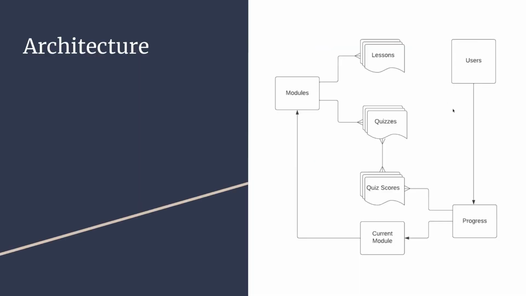All right, so here's a visual overview of our architecture. Our two primary entities are the modules and the user's progress. The modules are essentially what a course consists of, and they might have some number of text lessons and quiz questions associated with them. And the user's progress tracks where they're at in the course, which would be their current module, and it also tracks any of their submitted quiz scores.